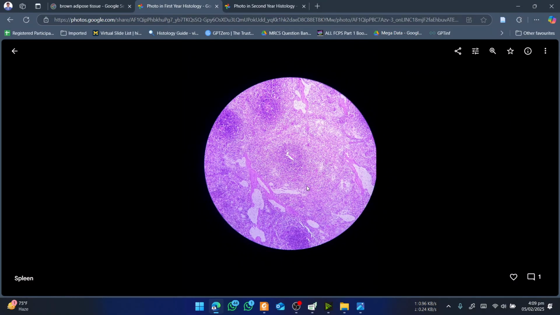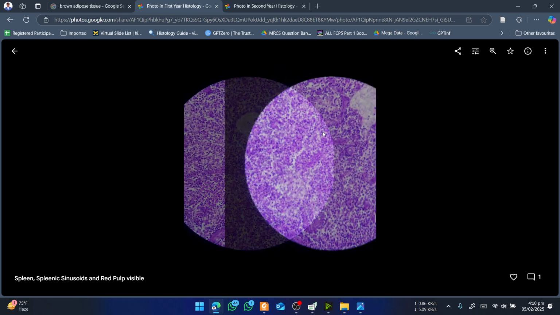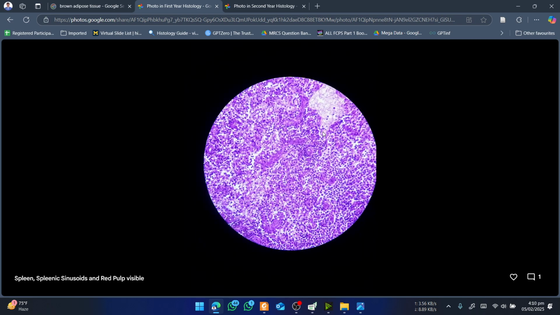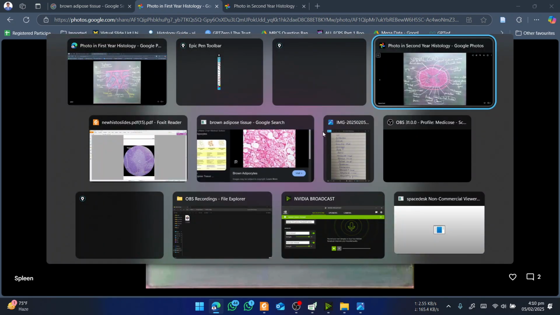White pulp, red pulp with central artery. Let me show you the picture. This is one lymphoid nodule with a central artery that is present right here. And moving on, there is a white pulp, and there are the medullary cords and sinuses that are present here too, not going into the detail. So that is medullary cords and sinuses.